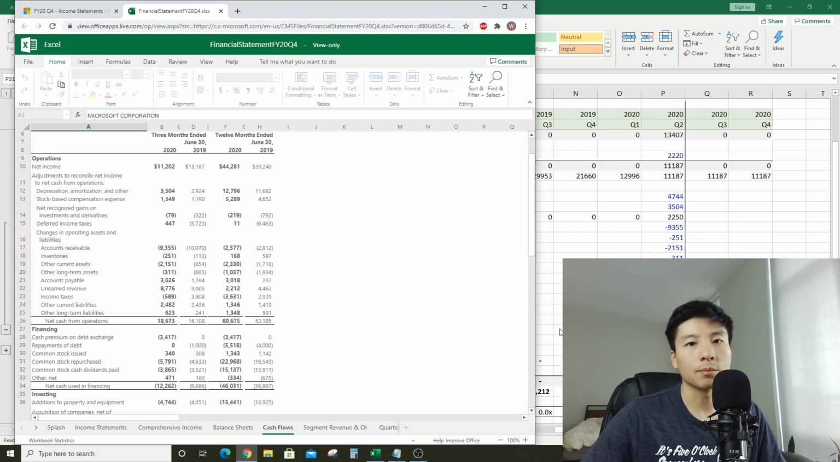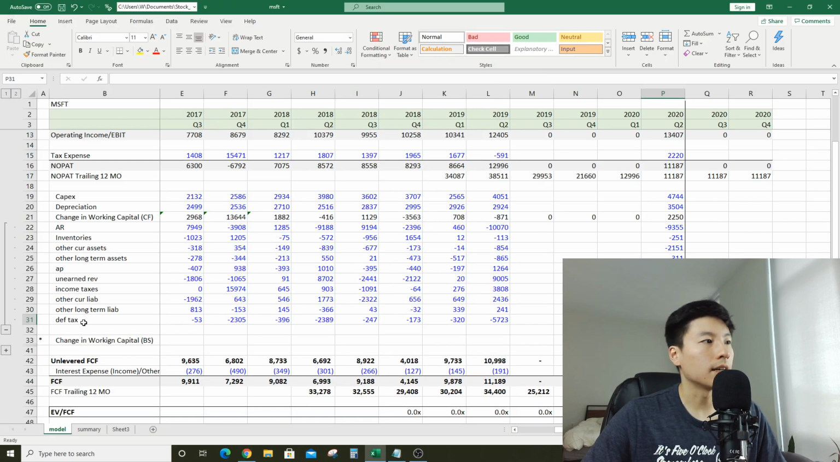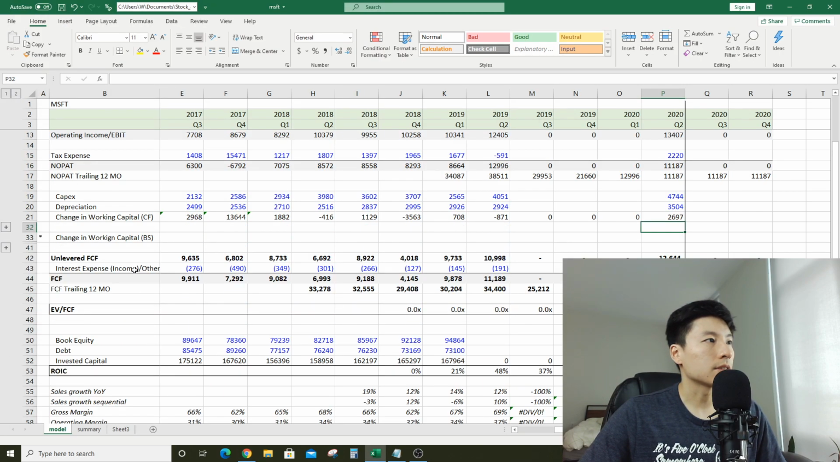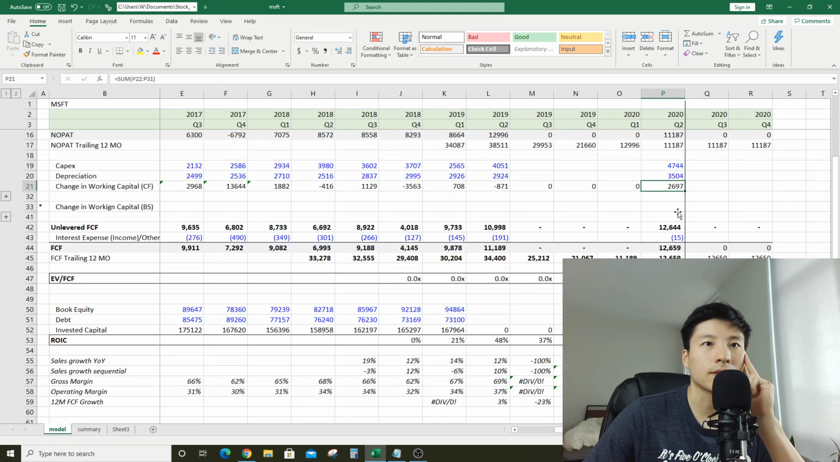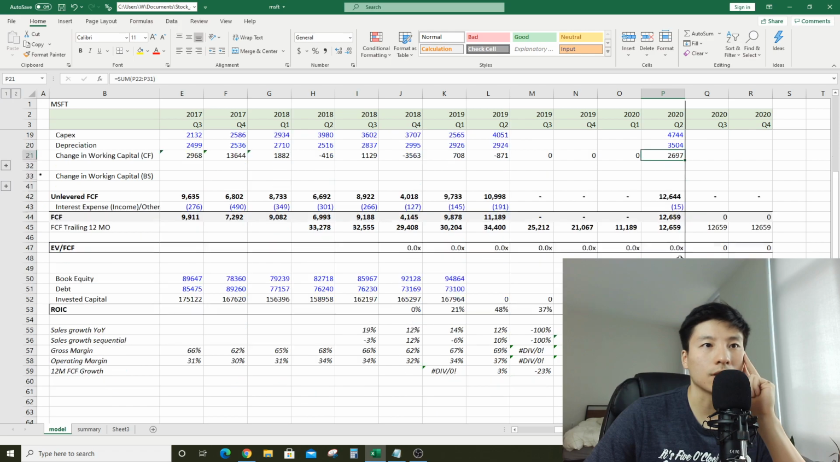Let's say they committed to paying for a service, but they don't have to pay it until later. Then you want to give them credit for that because it's not a cash outflow. And then for taxes, okay, so we got our working capital. It was a positive for Q2. So that brings their cash flow up to $12.7 billion.